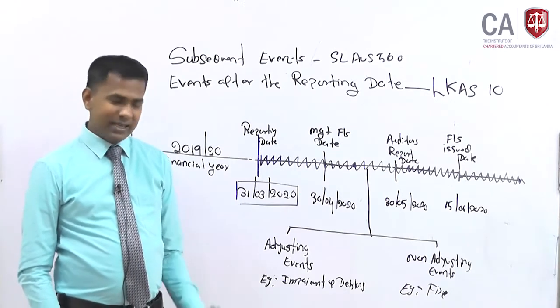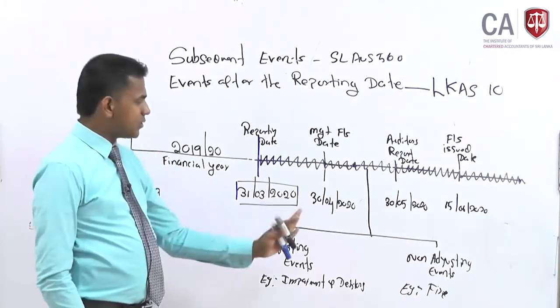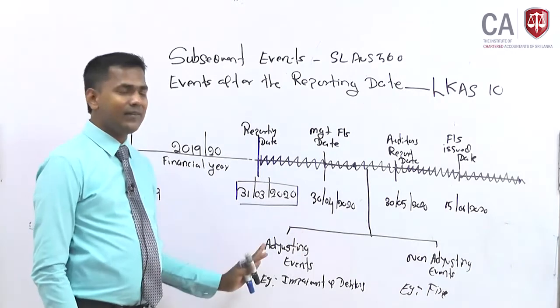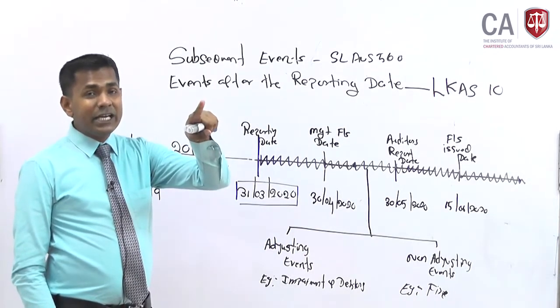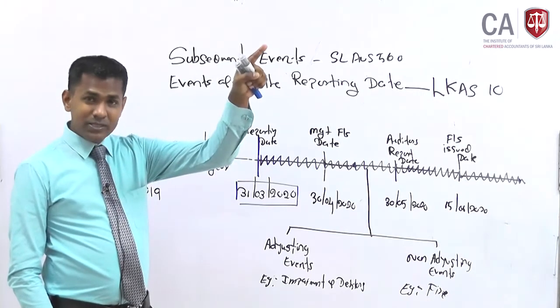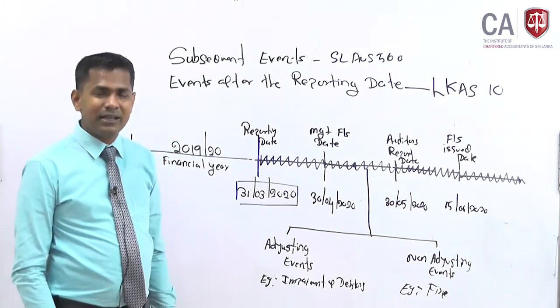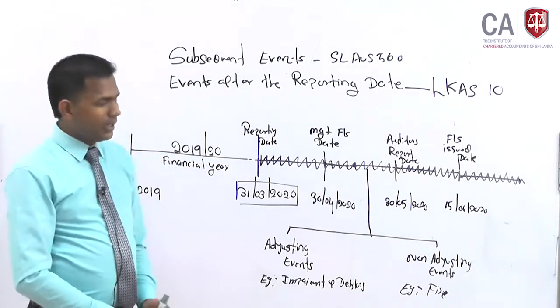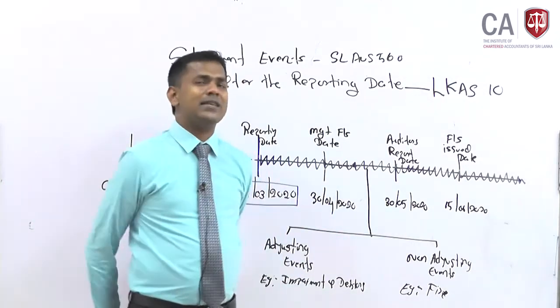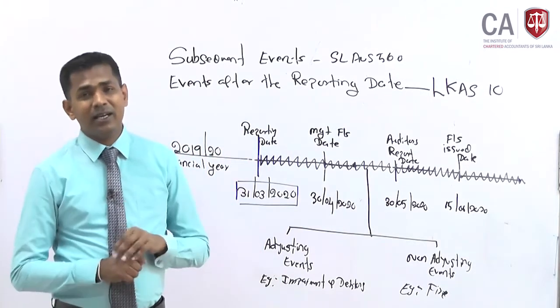Therefore it is not adjusted. It is not an adjusting event, it is a non-adjusting event. But it will be important information to the user who is reading the financial statement to know that there was a fire that occurred after 31st March. So therefore that has to be disclosed in the financial statement but not to adjust the accounts.